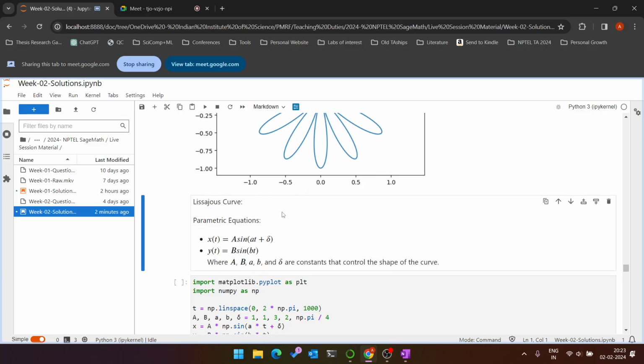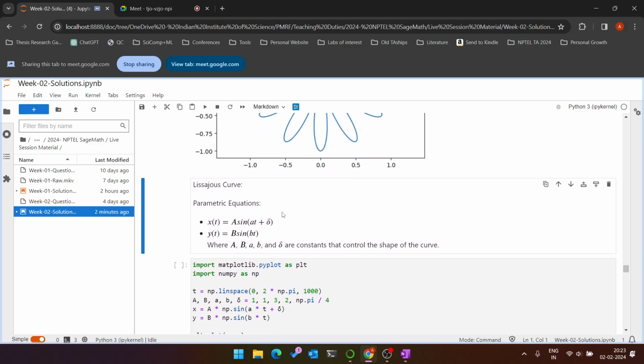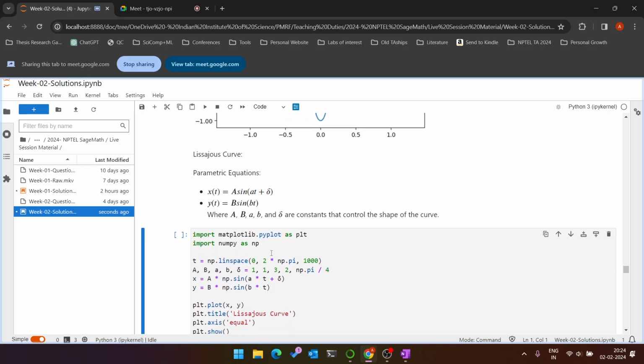There is another thing called the Lissajous curve. This is particularly useful in signal processing studies, where you want to see how two different periodic functions, with A and B being the corresponding angular frequencies, interact with each other when they have some phase difference. So this is often generated in an oscilloscope.